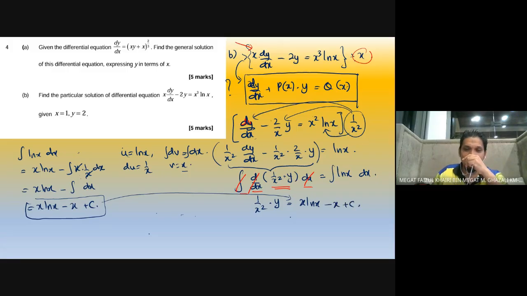So we have 1 over x squared times y. We want it in the form of y equals f(x). So we just multiply by x squared on the left and right to all the terms that we have. So 1 over x squared times x squared, we get y. And then x cubed ln x minus x cubed plus c x squared.